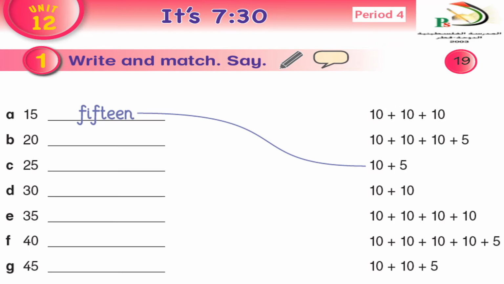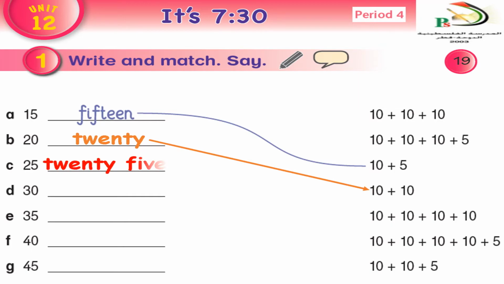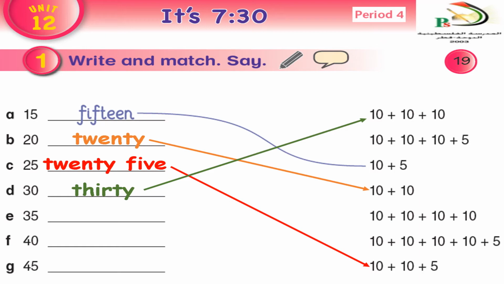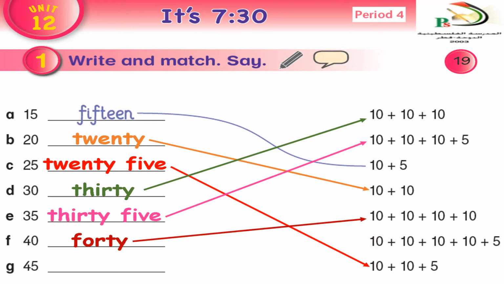Now, let's do B. 20. 20 equals 10 plus 10. Excellent. C. 25. 25 equals 10 plus 10 plus 5. Great job. D. 30. 30 equals 10 plus 10 plus 10. Excellent. E. 35. 35 equals 10 plus 10 plus 10 plus 5. Great job. F. 40. 40 equals 10 plus 10 plus 10 plus 10. Excellent. G. 45. 45 equals 10 plus 10 plus 10 plus 10 plus 5.